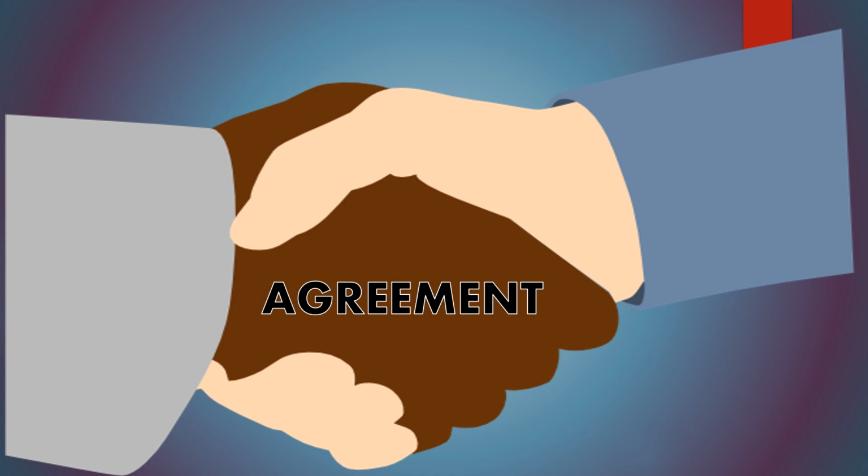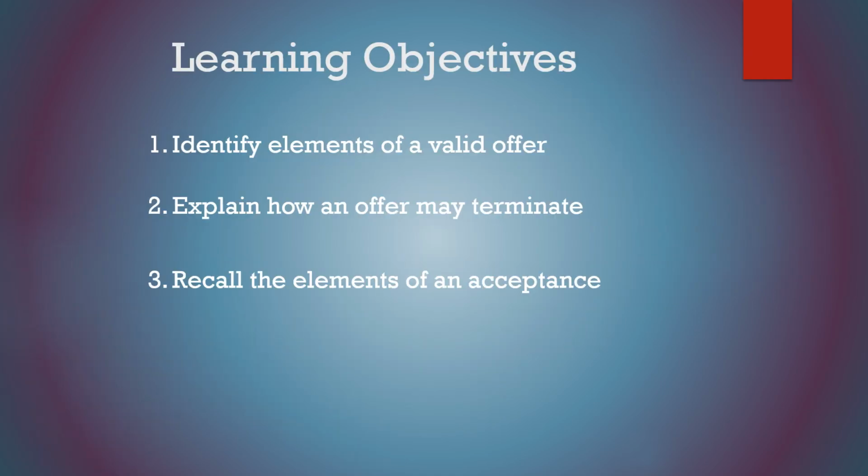As you should recall from the previous lecture, the first element to a contract is the agreement. Now, our objectives for this particular lecture are first to be able to identify the elements of an offer, to explain how an offer may be terminated, and to recall the elements of acceptance.